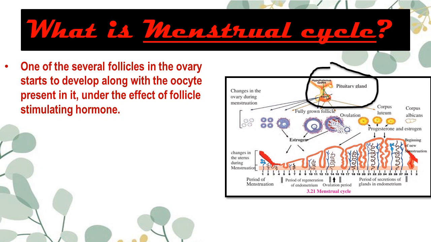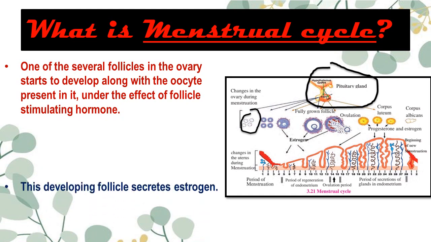So here one of the several follicles, that means in female ovary, follicles are present. So what are the follicles? These are the small fluid filled sacs in the ovary that contain one immature egg. So there are thousands of follicles present in an ovary of a female. Okay, and each follicle contains one egg, and after the completion of a cycle the follicles are degenerated.